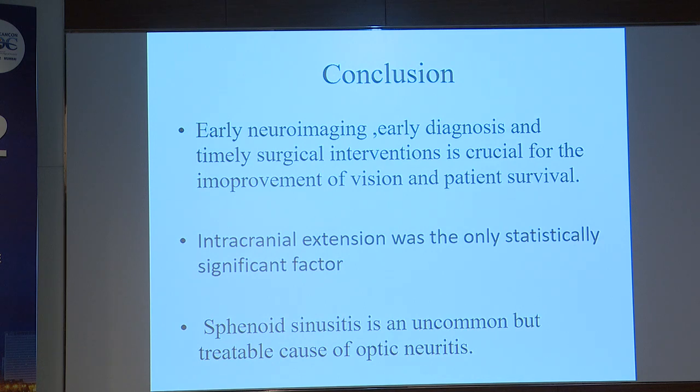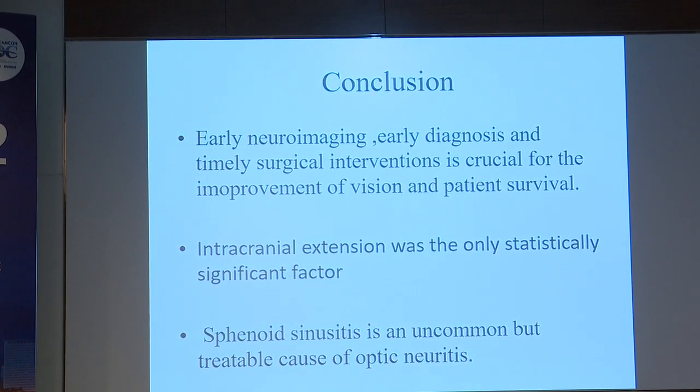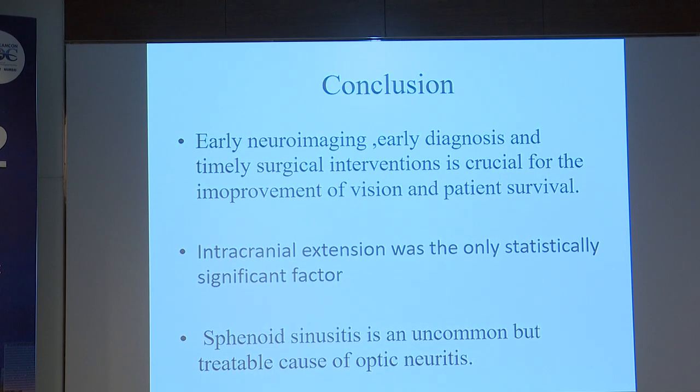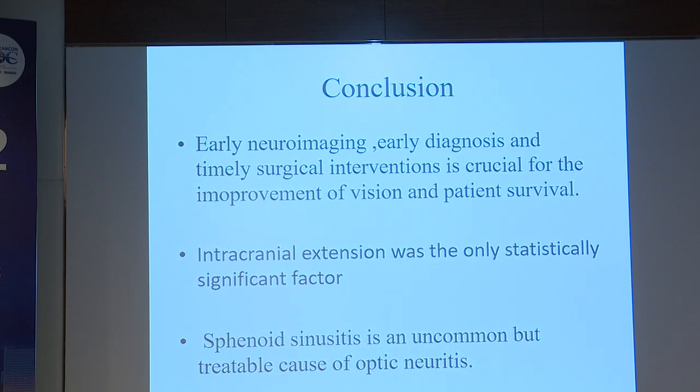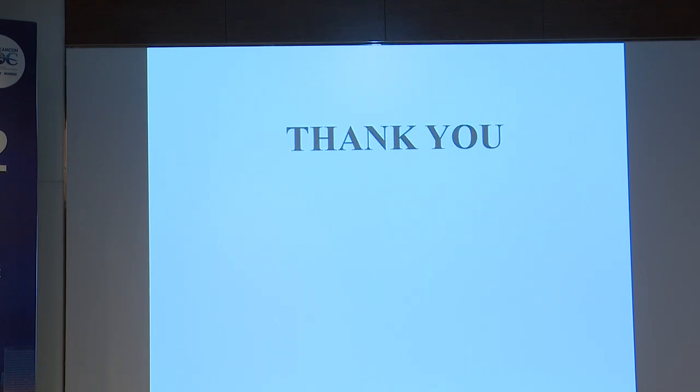To conclude, early neuroimaging, early diagnosis, and timely surgical intervention are crucial for the improvement of vision and patient survival, because sphenoid sinusitis is an uncommon but treatable cause of optic neuritis, and intracranial extension was the only statistically significant factor for poor survival. These are the references. Thank you.